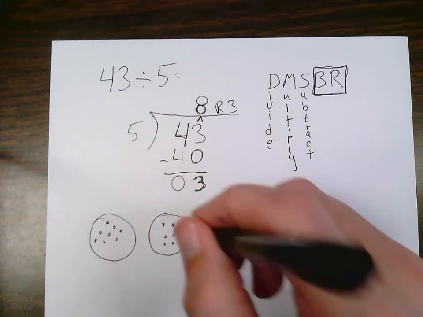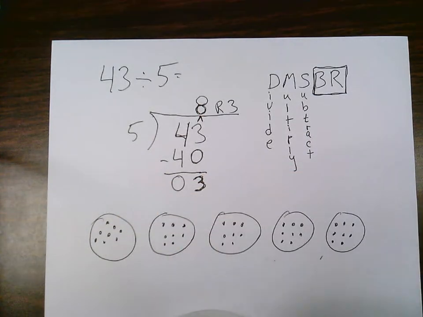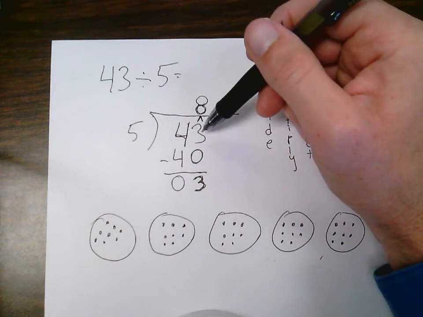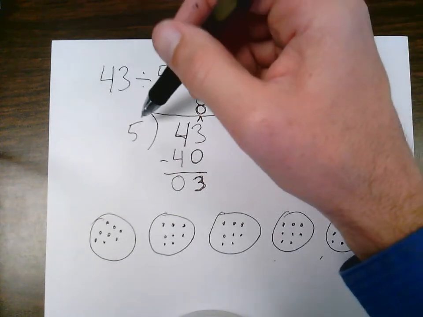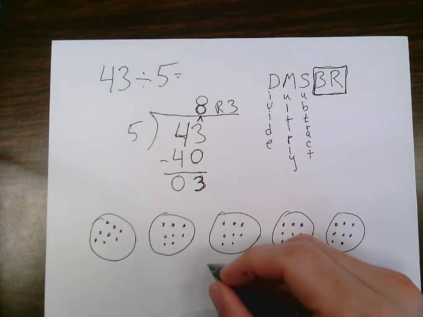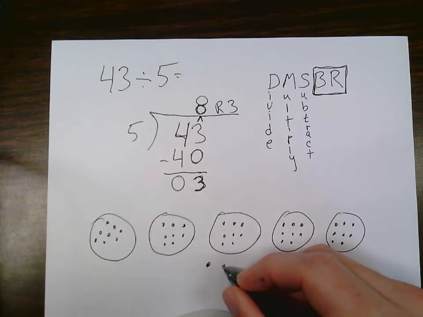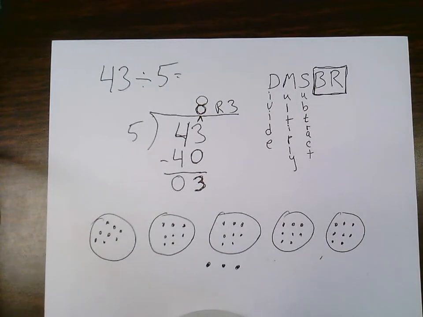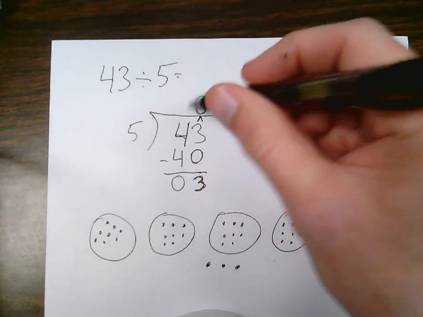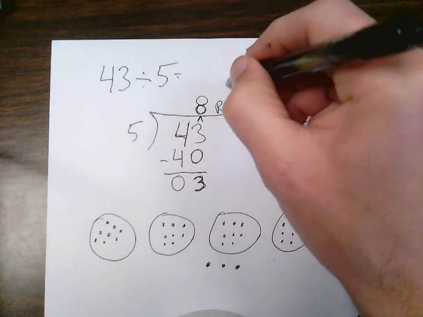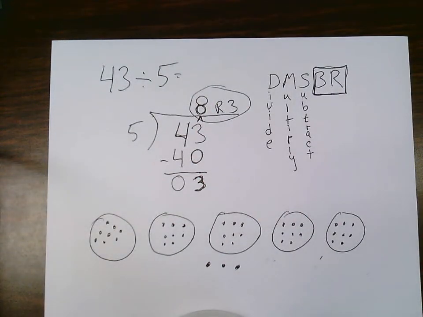If I give these next 3 to any of those groups, they'll have too many. They won't have an equal number. So if I start out with 43 objects and I split it into 5 equal groups, each group is going to have 8, and there's going to be 1, 2, 3 left over. That's where that remainder 3 comes into play. So our answer to 43 divided by 5 is 8 remainder 3. Our quotient is 8 remainder 3.